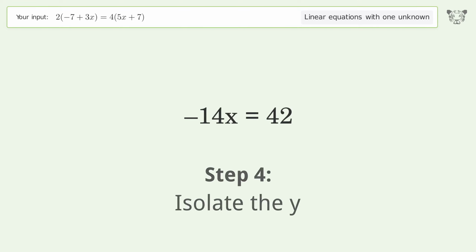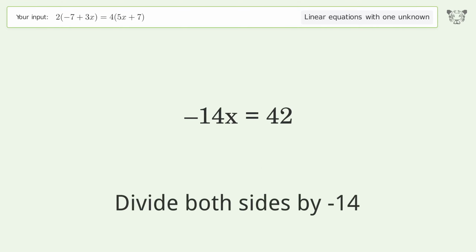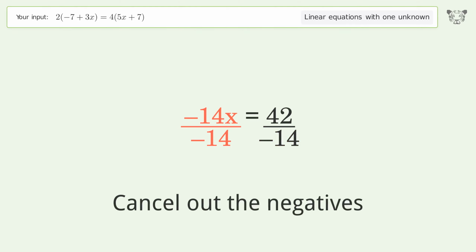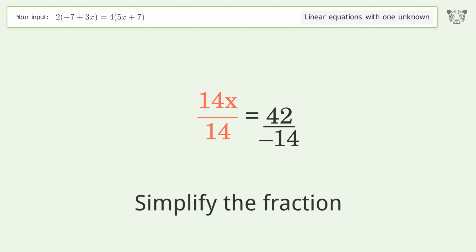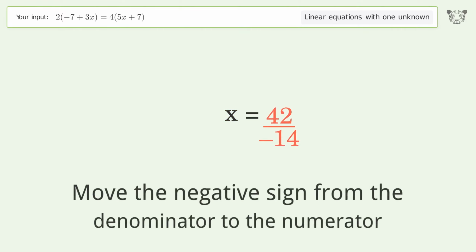Isolate the y. Divide both sides by -14. Cancel out the negatives. Simplify the fraction. Move the negative sign from the denominator to the numerator.